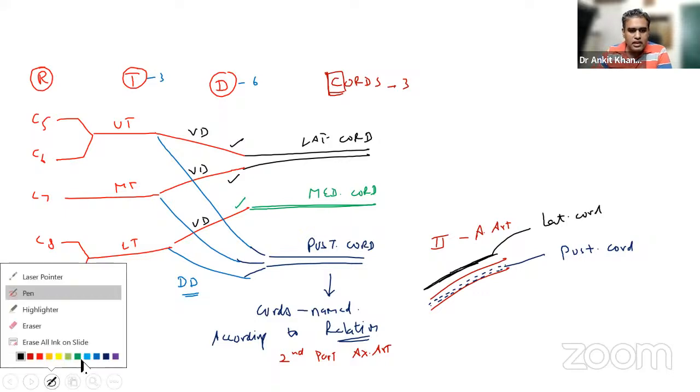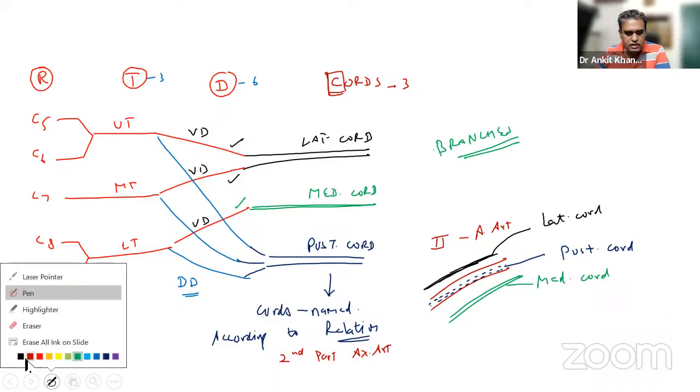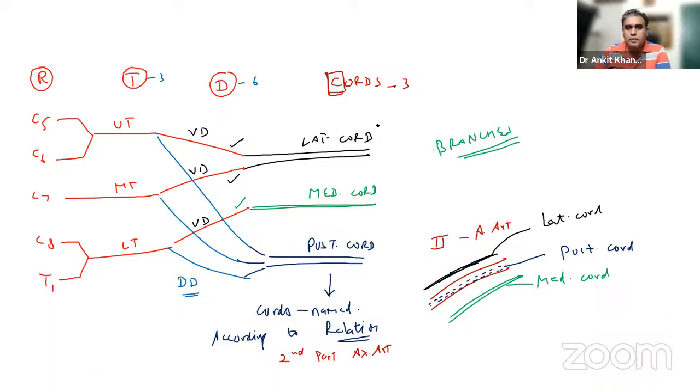And the medial cord, the green color, is lying more medially. This will be the medial cord. So we have named the chords according to their relation with the second part of the axillary artery. And then there are obviously going to be lots and lots of branches. Don't worry about the names. I'll tell you the mnemonics, and let me write the mnemonics here itself.